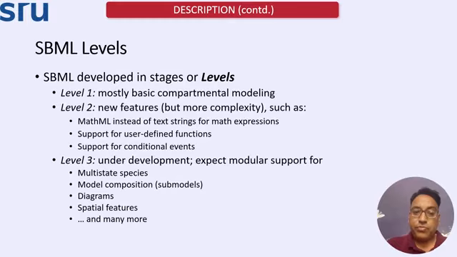The third one, level 3, is under development, but this allows us to handle multi-state species, which is normally the case of ions. It also covers model composition, submodels, different diagrams, spatial features, and many more. So this is how the complete SBML levels are there. This is how things are programmed.